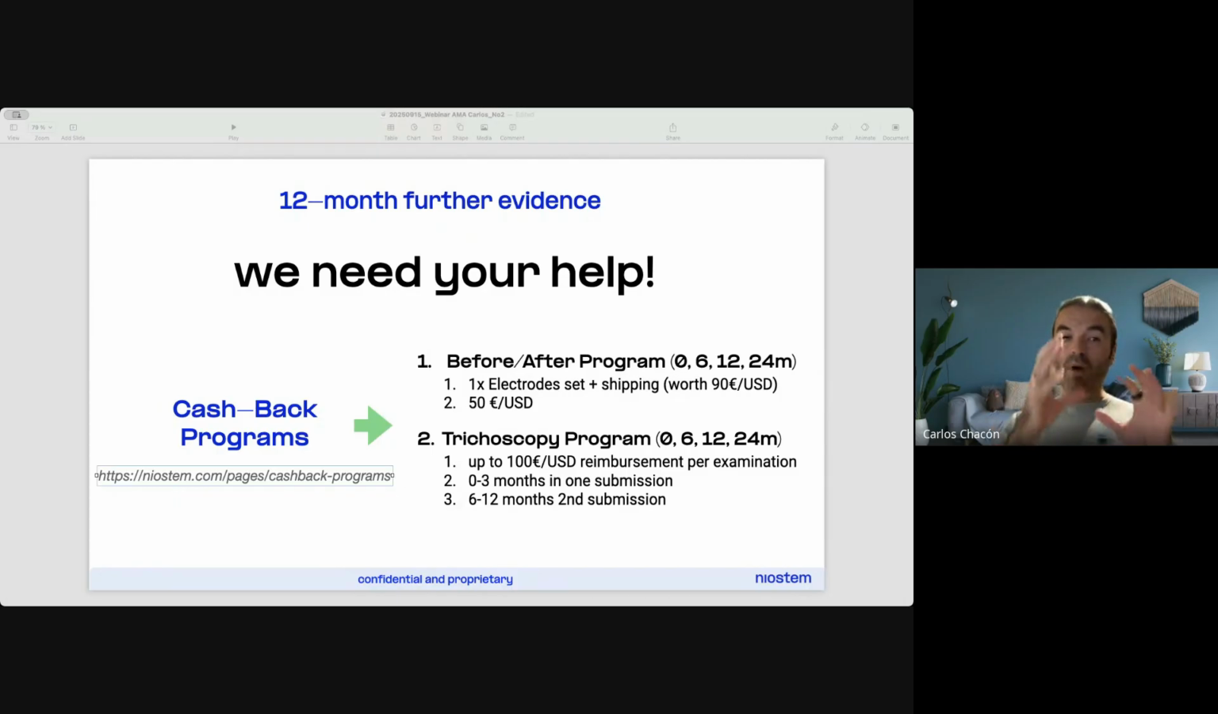We've been trying to migrate from one system to the other, and we have some things that have gone lost, but we're working on that. It's just a technical problem. And you see there are 2 programs. The first one, we call the before and after program. You send us pictures before and after, and when I say after, it's 3 months, 6 months, 12, 24, you name it, then we pay you cashback, either 50 euros, 50 US dollars, or we give you a free set of electrodes, which is worth $90. What you have to do is just send that to support@niosm.com, and then you can get the money, right?